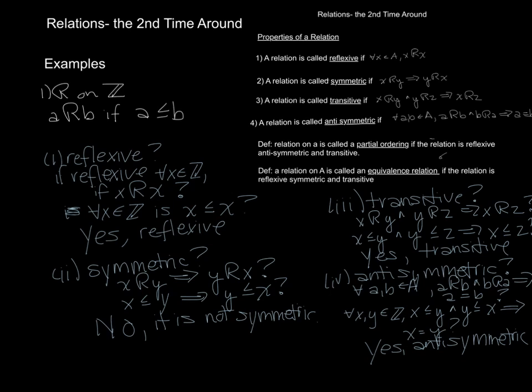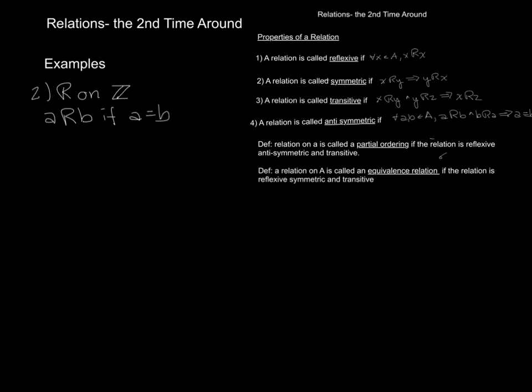Just a quick note, in this example, we have something that is not symmetric, but it is anti-symmetric. It is not the case that anti-symmetric means the opposite of symmetric. So there are relations that are both symmetric and anti-symmetric, or relations that are both not symmetric and not anti-symmetric.